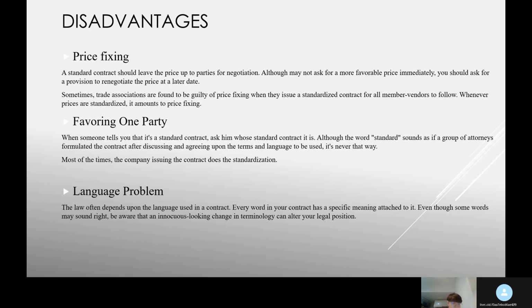Third, it is the language problem. The law often depends upon the language used in the contract. Every word in the contract has a specific meaning attached to it. Even though some words may sound right, be aware that an innocuous-looking change in terminology can alter your legal position.